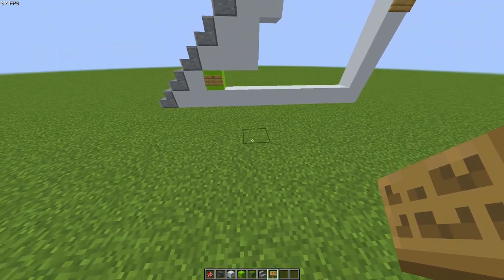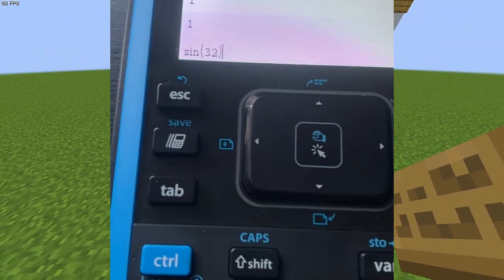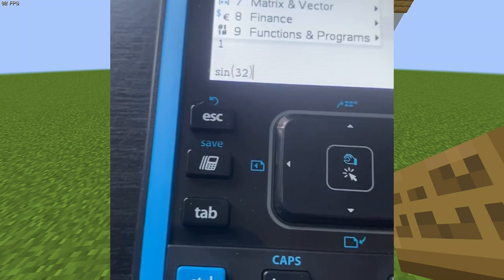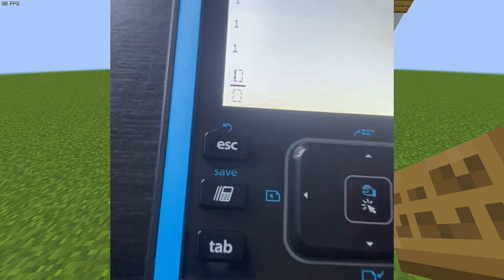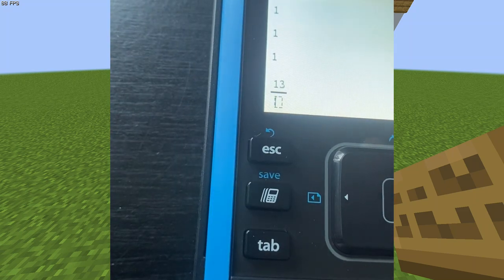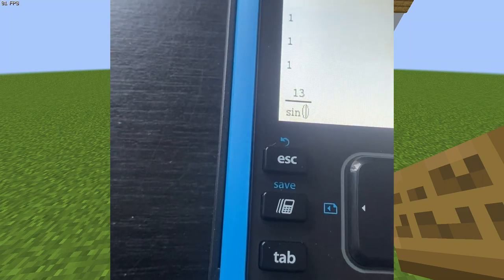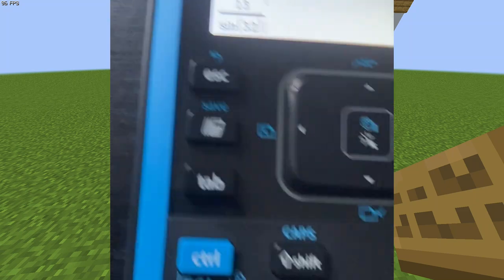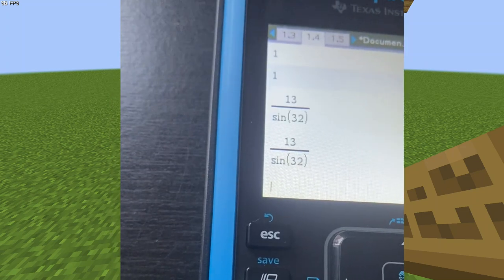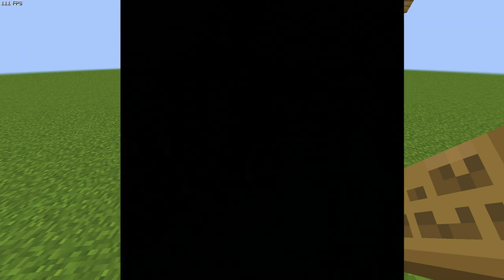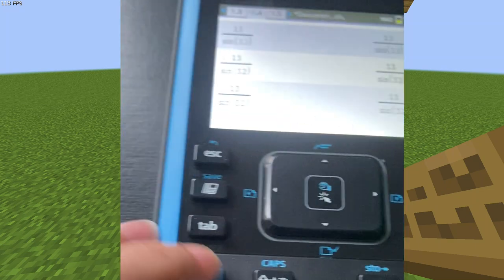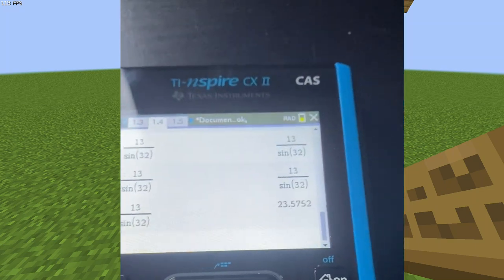So we're gonna go back to my CAS calculator. You gotta put it inside the thing. So delete this. Oh crap! What am I pressing? Gonna do the bracket. No, not the fraction. 13 over sin 32. Johnny sins. Crap! What? Why did it just give it? Hold on. Oh wait, guys, you need to press Control Enter. I forgot about that. 23.57.